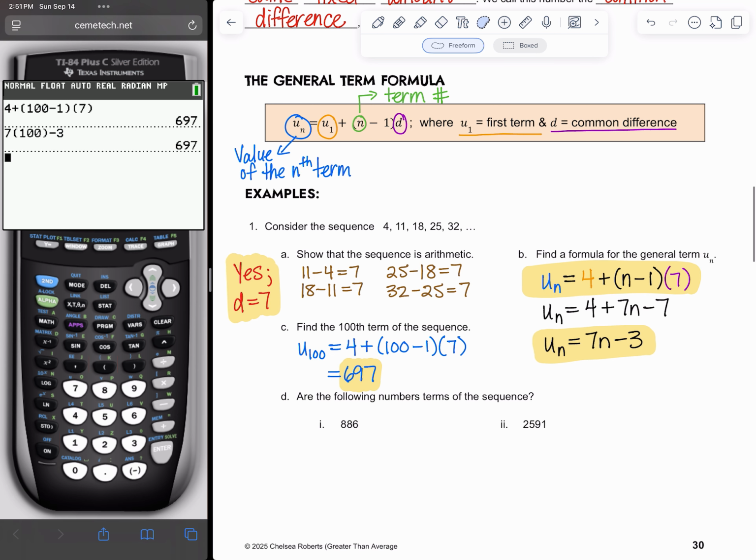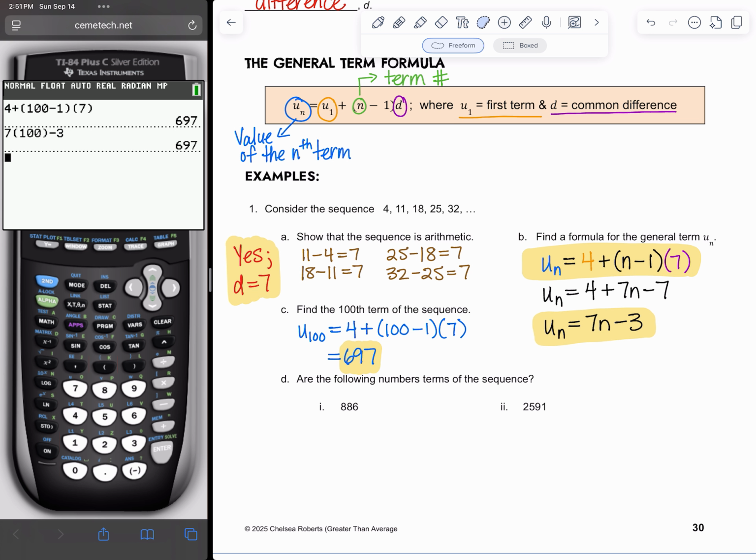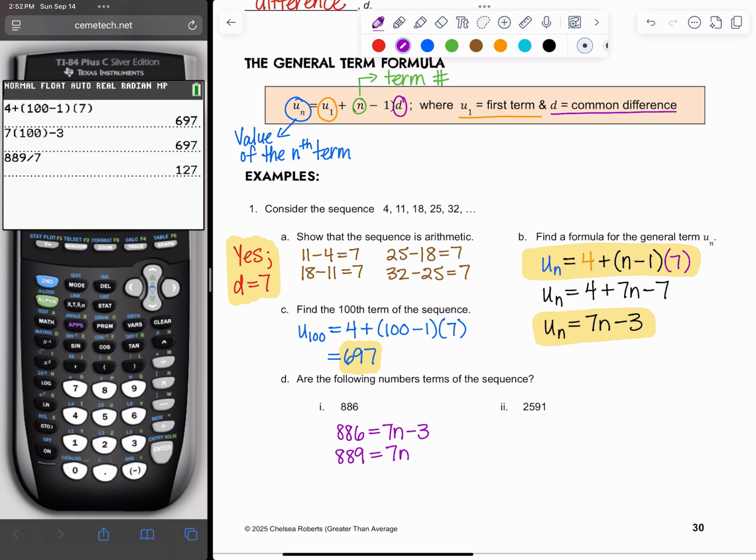All right. So part D says, are the following numbers terms of the sequence? We're trying to figure out if these numbers are terms of the sequence. That means if we plug in the value of these terms, we should be able to figure out what term number it is in line. So if I have 886, that'll become my u sub n. The value of my nth term is going to be 886, and that is going to be equal to 7n minus 3. I'm using the simplified form because I'm going to have to solve this equation, and it's going to have to be simplified anyway. So then I'm going to add 3 to both sides. So there's going to be 889 is equal to 7n. And then if I do 889 divided by 7, I end up with 127 as my n. So yes, 886 is in the sequence.